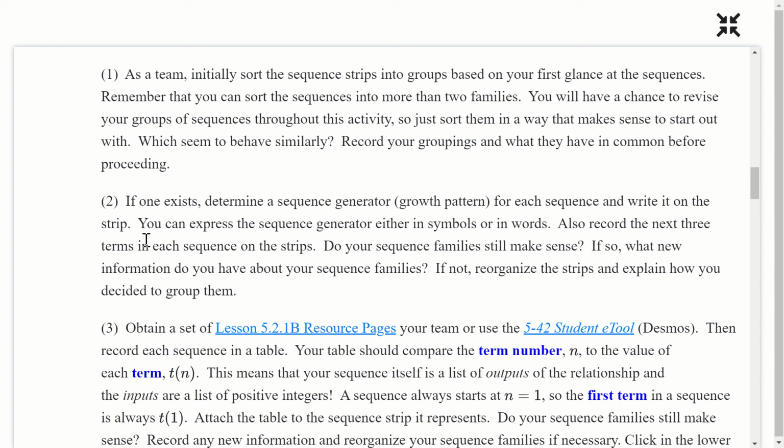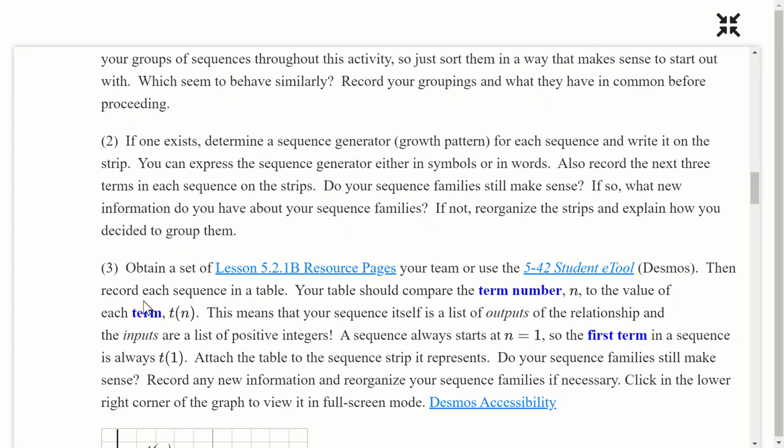It could be for example, a generator could be you keep adding 5. So every single time you move forward, you add 5. Or a sequence like yesterday, you keep multiplying by 0.6. So every single time the ball bounced, you multiply by 0.6. Or you could be subtracting 3 each time. So just write down what you think the generator is, if one exists. Do your sequence families still make sense? If so, what new information do you have about your sequence families? If not, reorganize the strips and explain how you decided to group them.